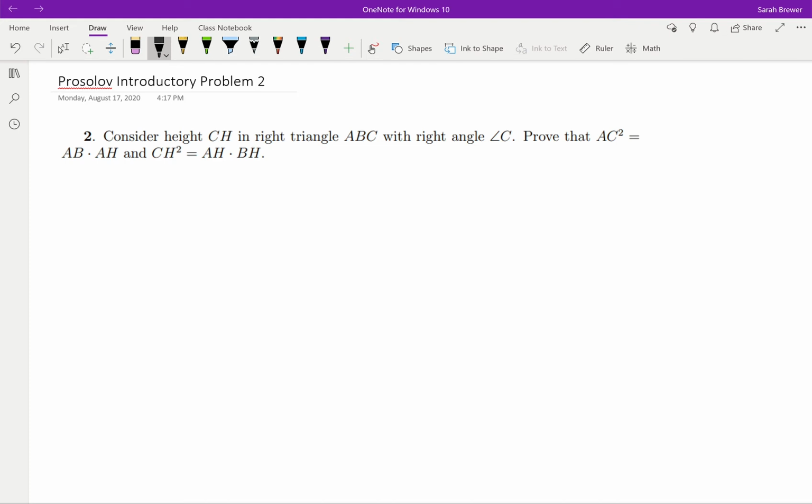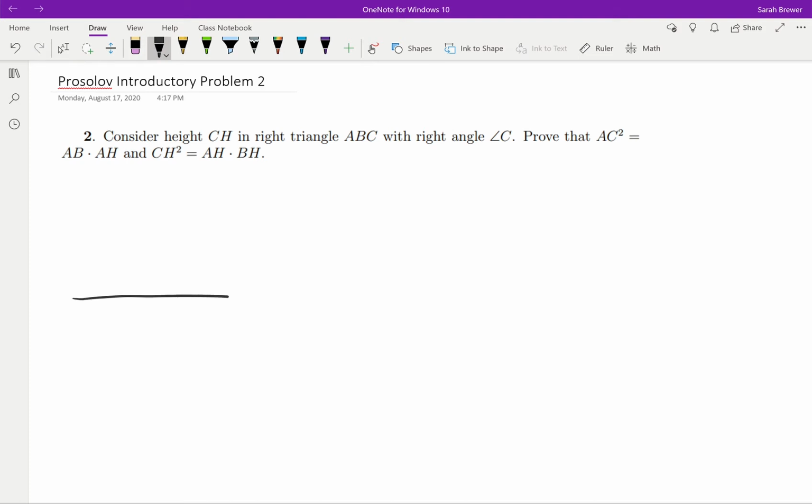Alright, so I'm going to work through the rest of those problems that you saw in our class notebook that we didn't have the chance to get to in class. Alright, so problem 2 from your textbook says to consider height CH in right triangle ABC with right angle C.